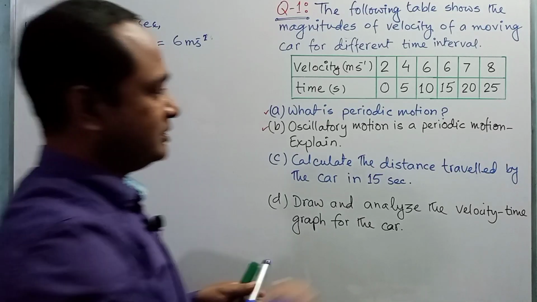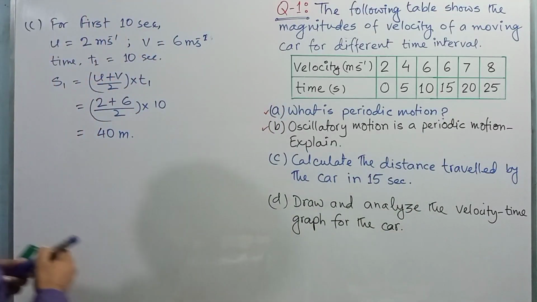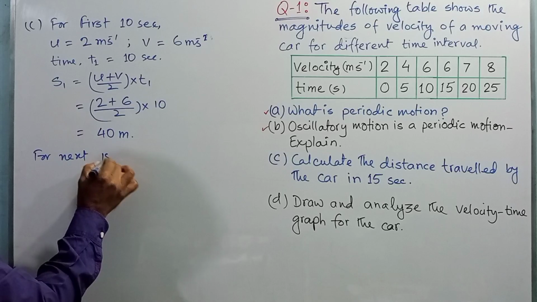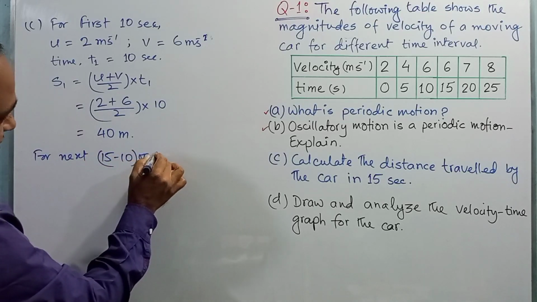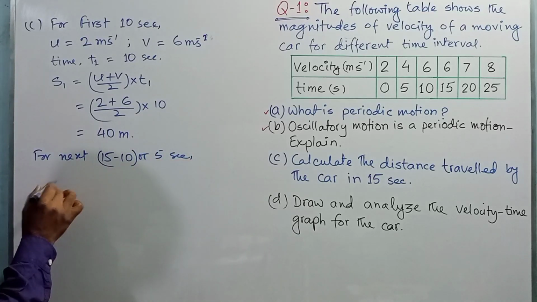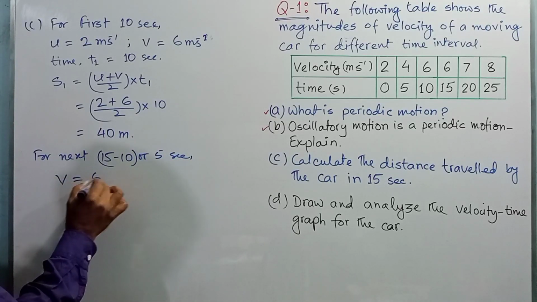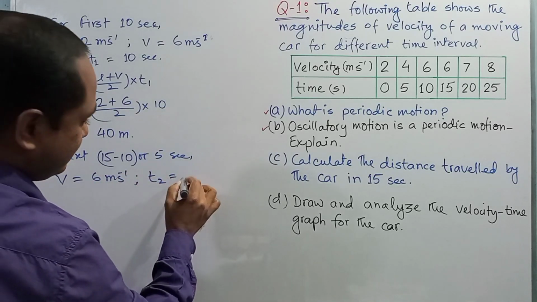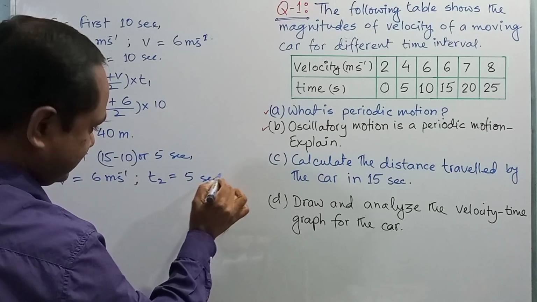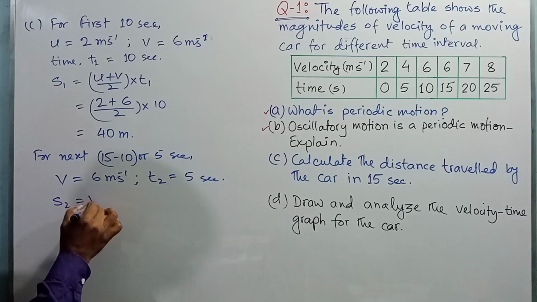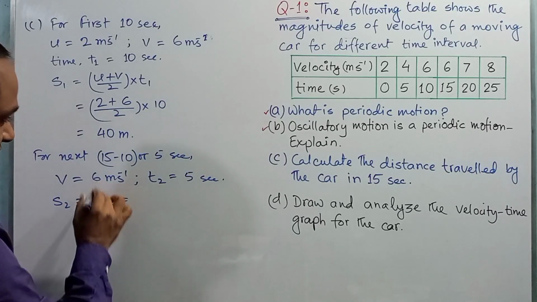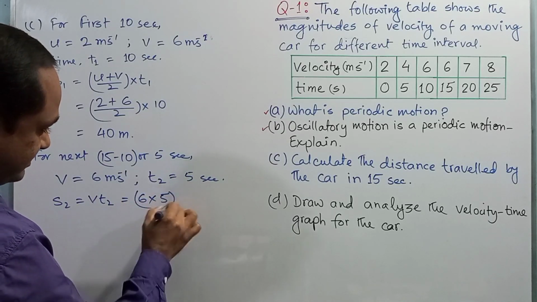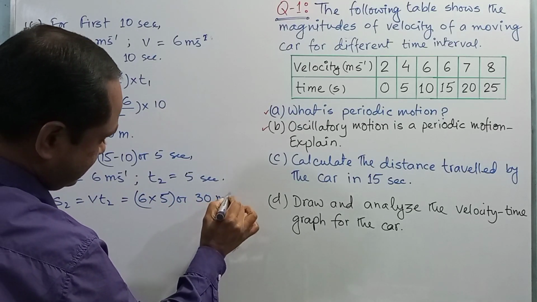Dear student, now we have to calculate the distance for the next 5 seconds. So we can write for next 15 minus 10 or 5 seconds. Here uniform velocity v is equal to 6 meter per second and time t2 is equal to 5 seconds. So here distance s2 is equal to v into t2. Here v is equal to 6 meter per second and time is equal to 5 seconds. So after the calculation you will get 30 meter.